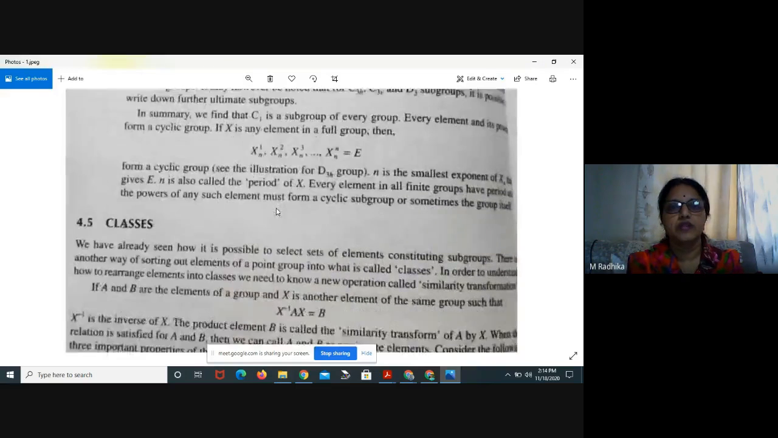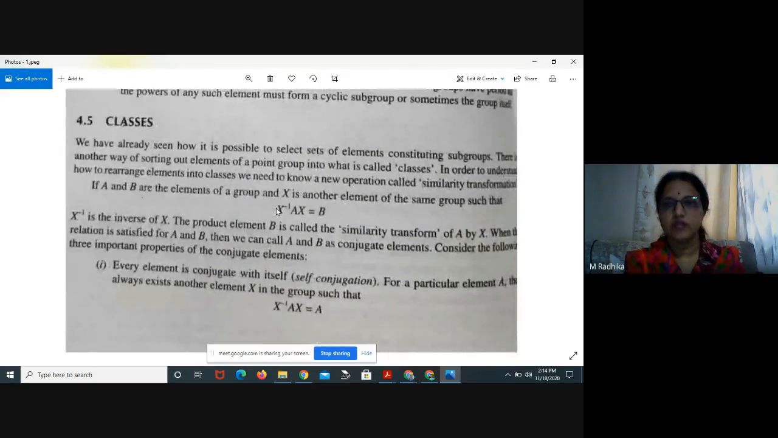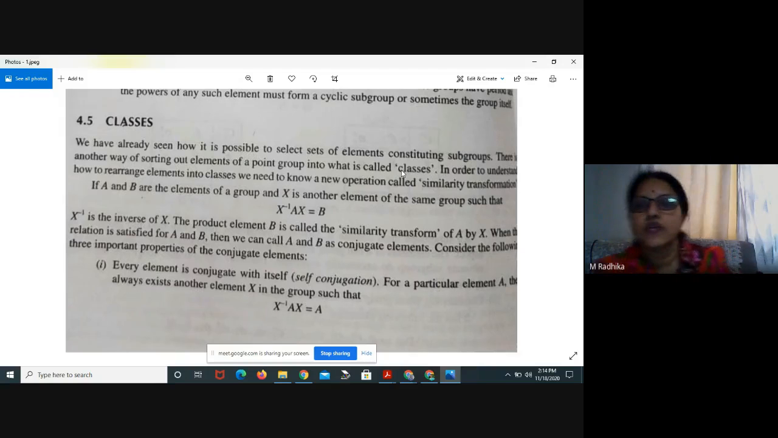Okay. Now coming to the classes. Okay. So whenever you break this point group into little bit of different groups, you call them as classes. Okay. So before going into these classes, you have to know a phenomenon or operation called similarity transformation. What is that you're supposed to know? You are supposed to know about similarity transformation. I will just talk about this in detail.